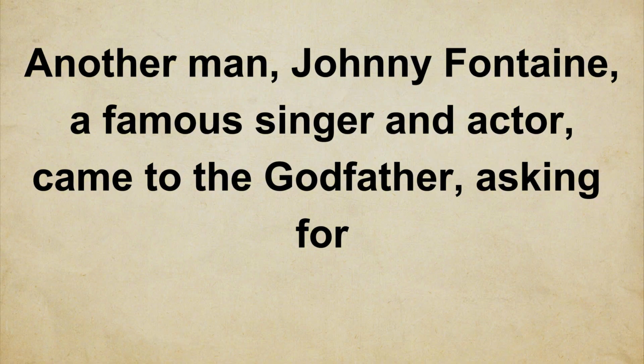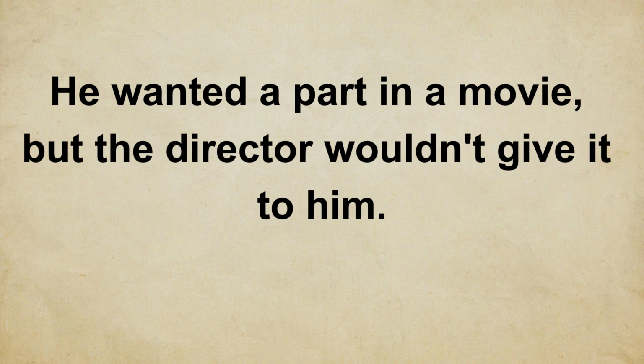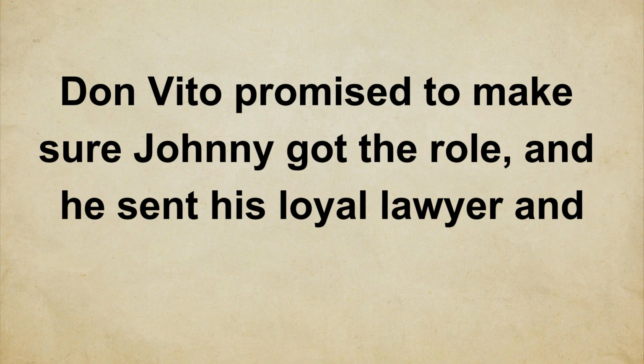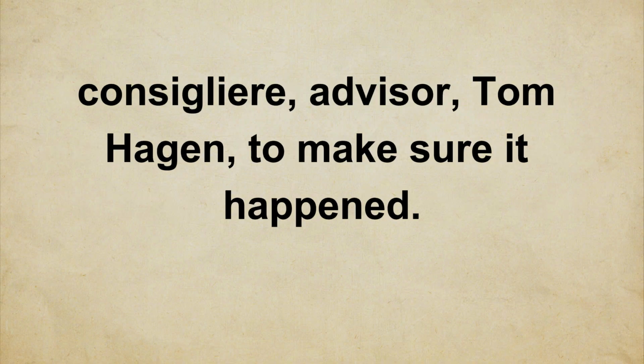Another man, Johnny Fontaine, a famous singer and actor, came to the Godfather asking for help with his career. He wanted a part in a movie, but the director wouldn't give it to him. Don Vito promised to make sure Johnny got the role, and he sent his loyal lawyer and consigliere advisor, Tom Hagen, to make sure it happened.